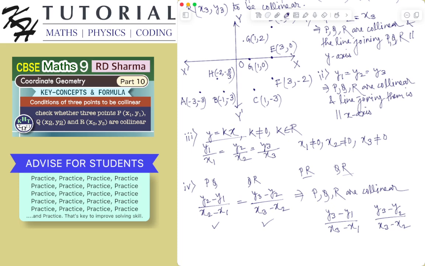Even though I have plotted some points in the Cartesian plane, let's see, as you can see the points A, B and C all have the same ordinate, minus 3. So A, B and C are collinear, they will lie on a line which will be parallel to the x-axis.